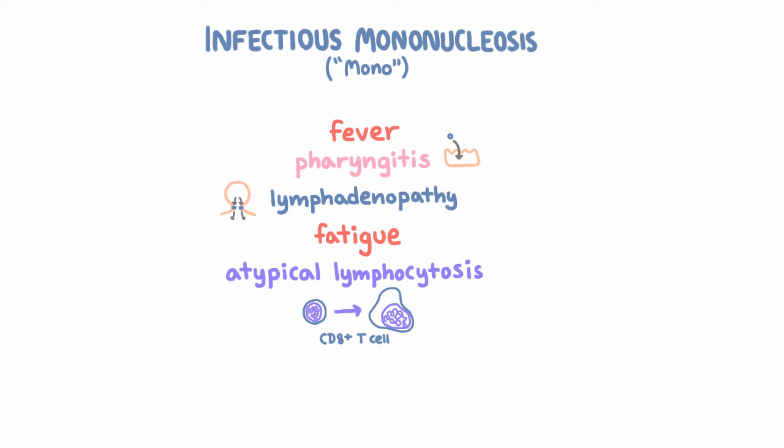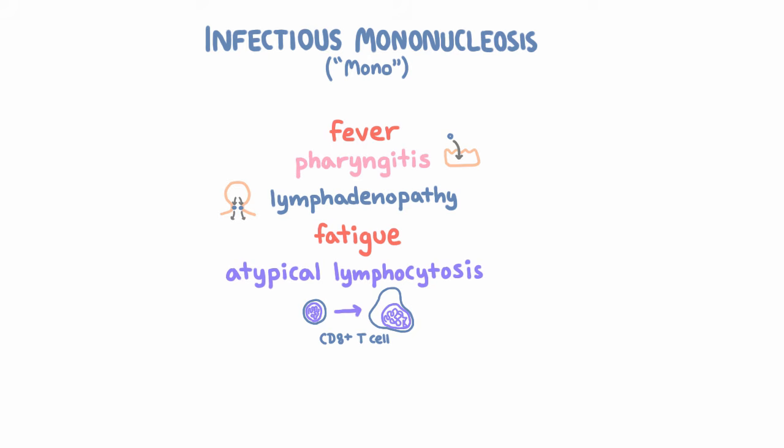And fine, that makes sense, but you might be wondering, if atypical lymphocytes are just activated cytotoxic T cells, then why don't we see them in other viral infections? And the answer is we do. So this is not specific to mono, but mono does tend to have more of them because so many B cells get infected and need to be killed.